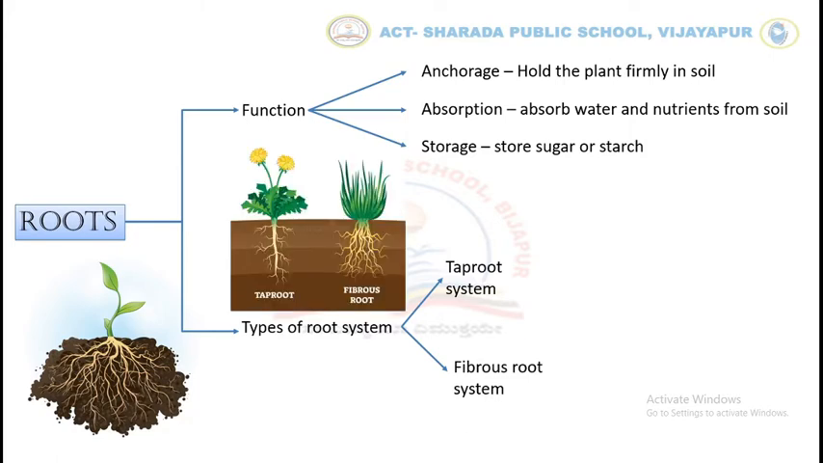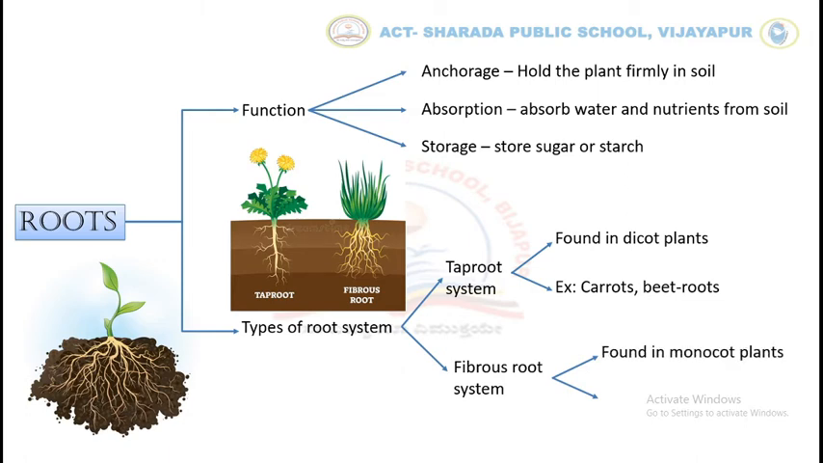Notice how the taproot has a middle thick portion while the fibrous roots are all equally distributed. The taproot system is found in dicot plants, for example, carrots and beetroots, while the fibrous root system is found in monocot plants, for example, grasses and onions.